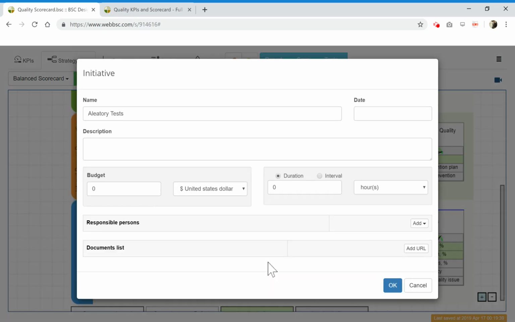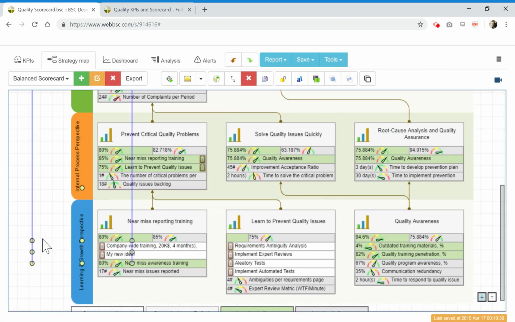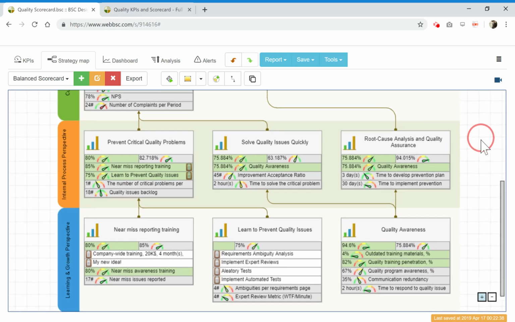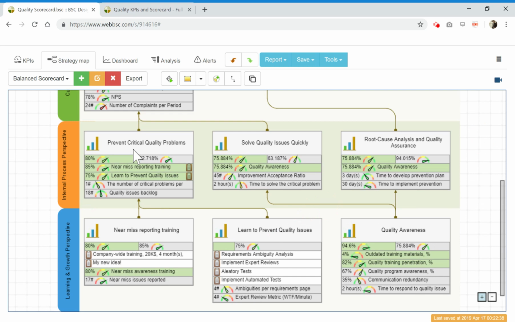What else? Some random tests, aleatory tests. So when you pick some random samples, mostly for physical products, and you find out, get an idea of the quality, the implementation of some automated tests. So basically here we have some ideas, but I guess in your case, you will have some different ideas. And this is contributing to preventing quality problems. So it makes sense.